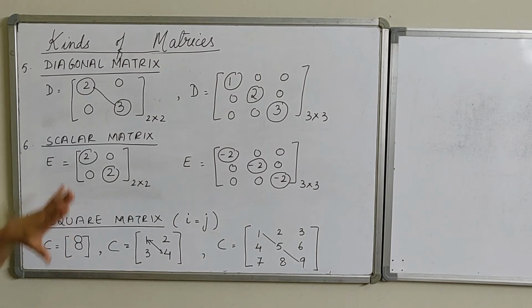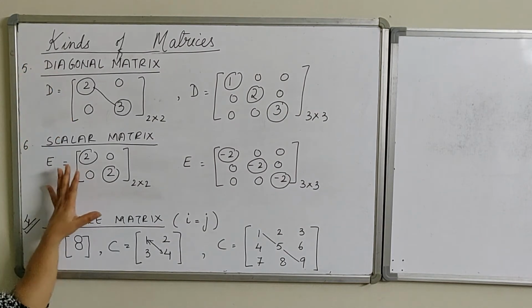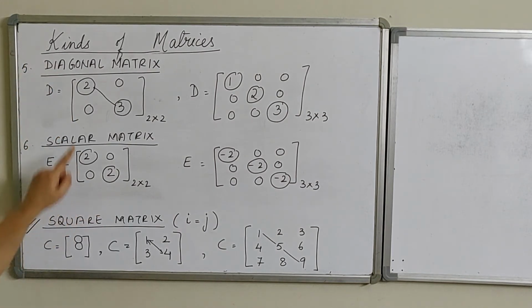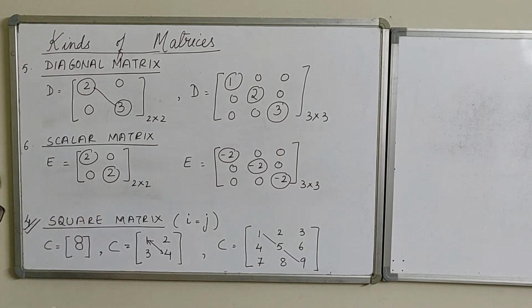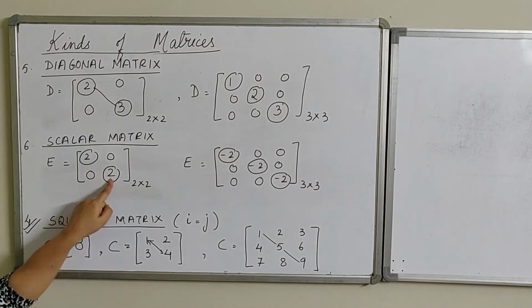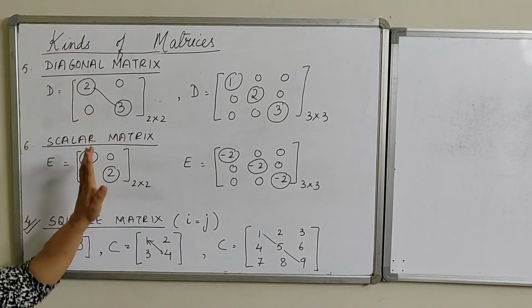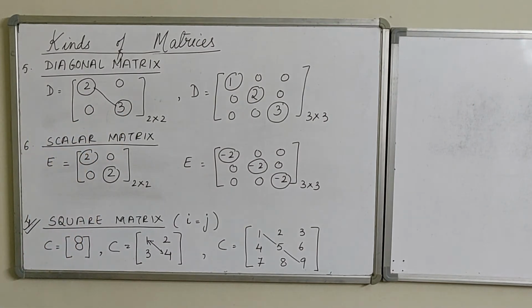So what is basically different between a diagonal matrix and a scalar matrix? The basic difference lies in the diagonals. Here the diagonal elements are all the same. They are not zeros, they are not ones, they are some other real number, and they are equal. Here we have different real numbers. So that's the difference between them.